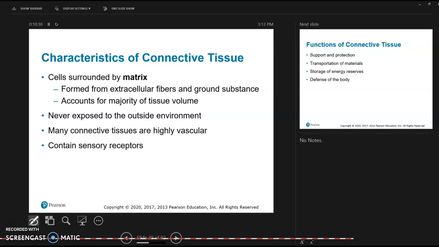Another thing is that connective tissue is never exposed to the outside environment, whereas epithelial can be, like with the skin. And epithelial tissue is non-vascular or avascular, does not contain blood vessels, whereas connective tissues can be highly vascular, some more so than others. And connective tissues contain sensory receptors.